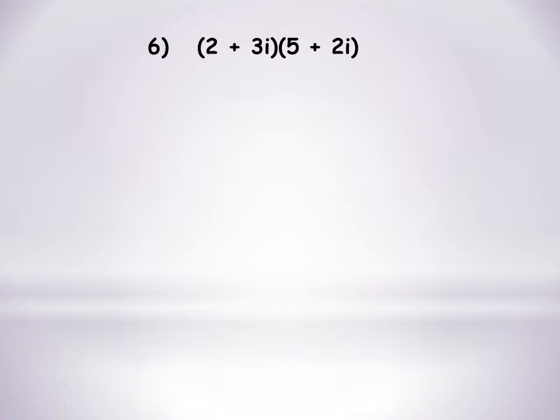Okay, you have 2 plus 3i times 5 plus 2i. There's no operation in between the two parentheses, so this is multiplication. Always look for that to make sure there isn't a plus or a minus sign in between.